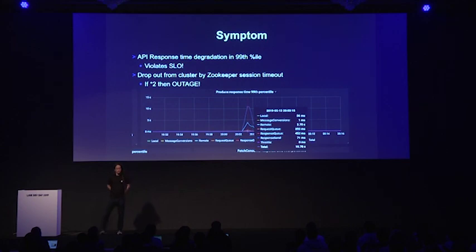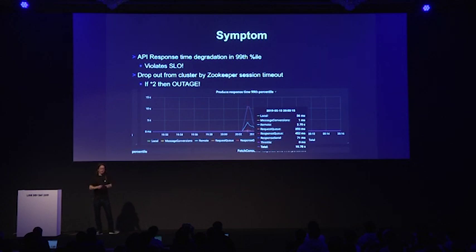The first is that we found the very important API's 99th percentile response time was exceeding 10 seconds. So this was a significant degradation. As I showed earlier, this is exceeding the SLO.